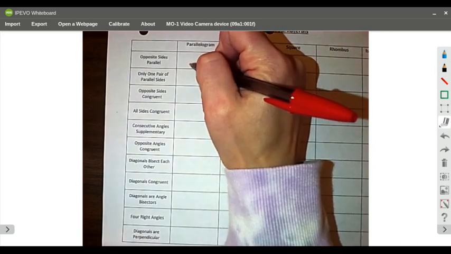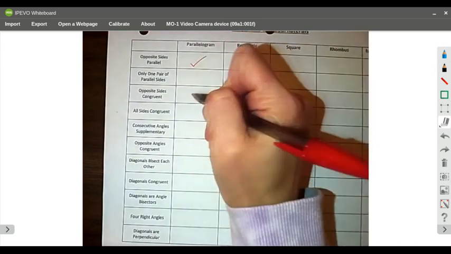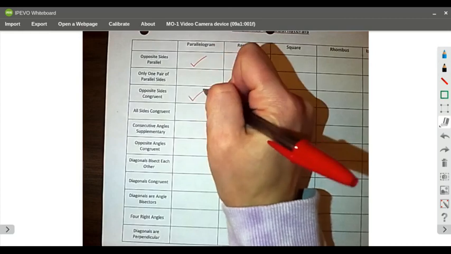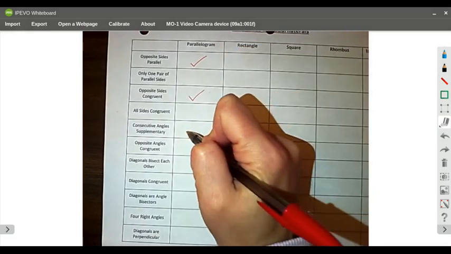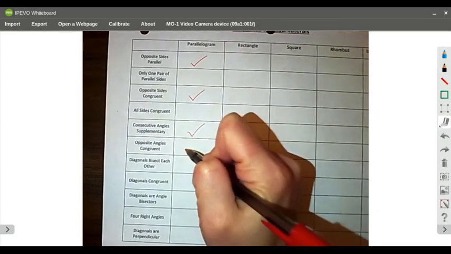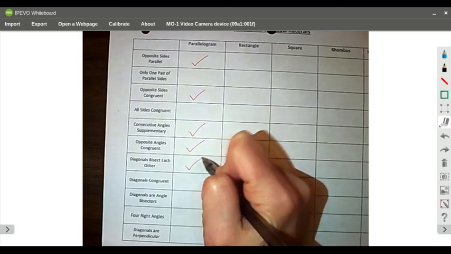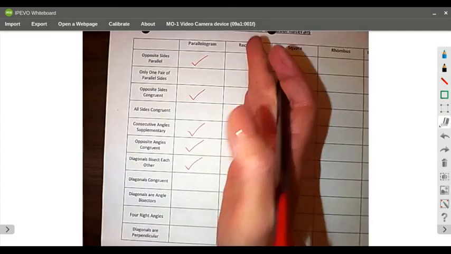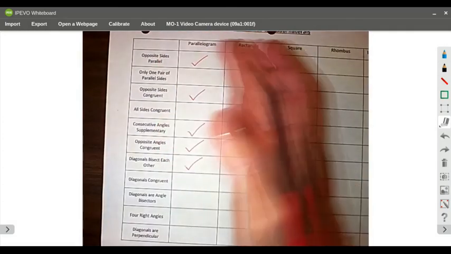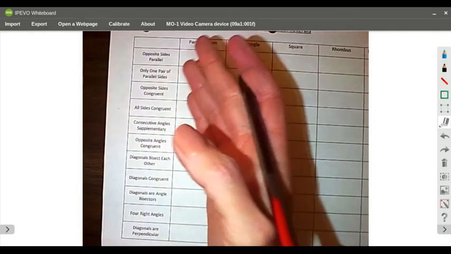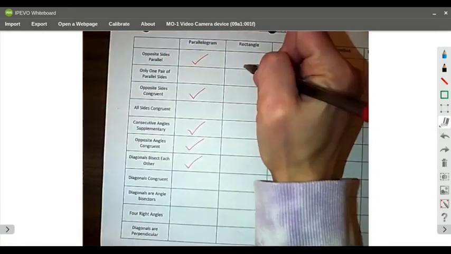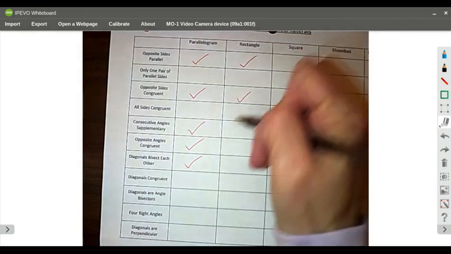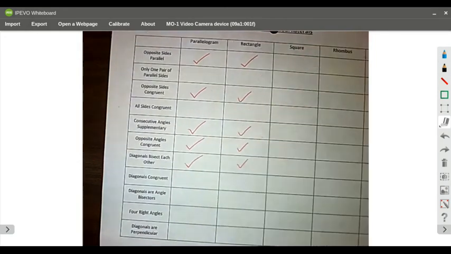Opposite sides are parallel. Opposite sides are congruent. Consecutive angles are supplementary. Opposite angles are congruent. Diagonals bisect each other. So that's what we said was true about the parallelogram. Now a rectangle is a parallelogram. Not all parallelograms are rectangles, but all rectangles are parallelograms. So that means under rectangle, we can check off all that same stuff because it's true.